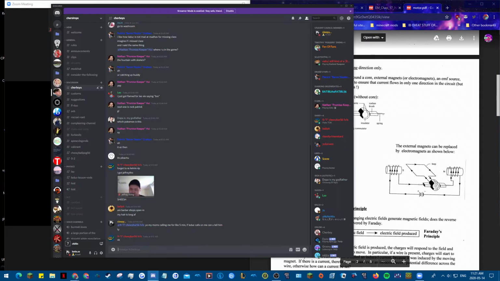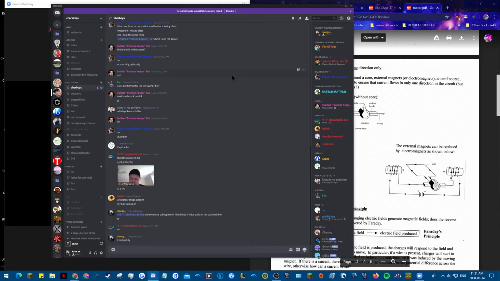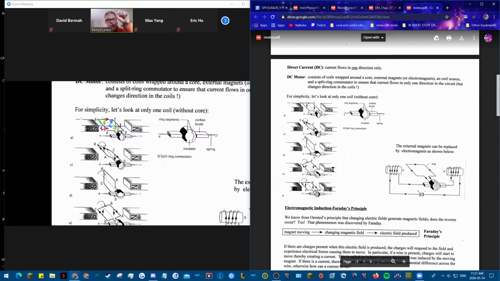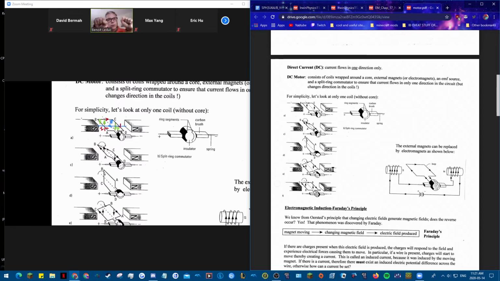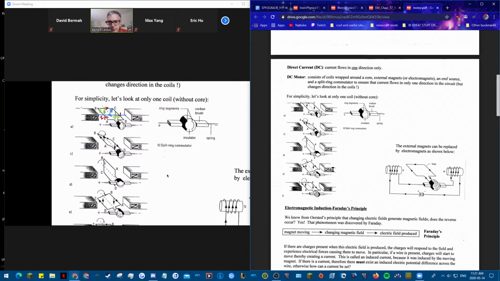So what will be the overall effect? Well, on AB, you have a force pulling this way. On CD, on the other side, you have a force pulling that way. So what will happen here is that this coil will rotate, and it will rotate this way. Everyone agrees like this? Okay, if you have a question, just let me know.